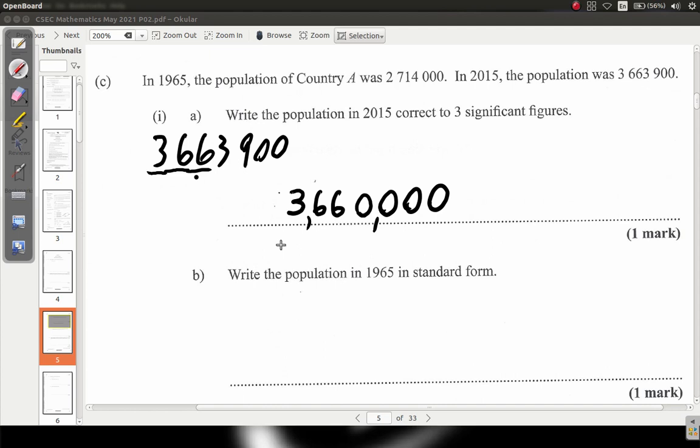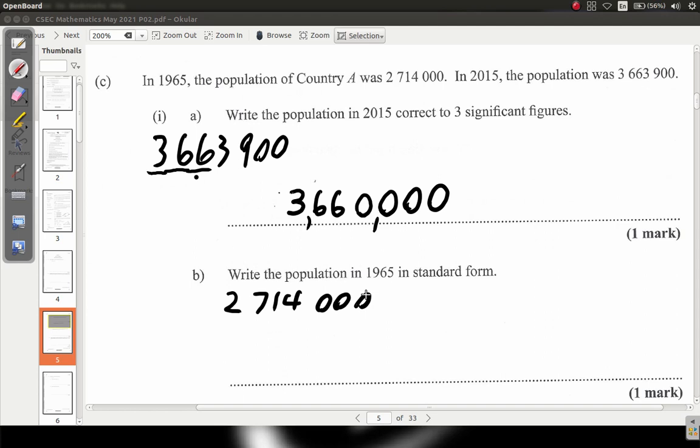Now, the question says write the population in 1965 in standard form. The 1965 population is 2,714,000. You're going to write that in standard form. Pause the video already and write it in standard form. Remember, I want you to practice this.